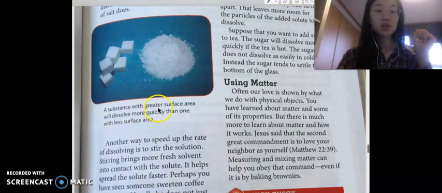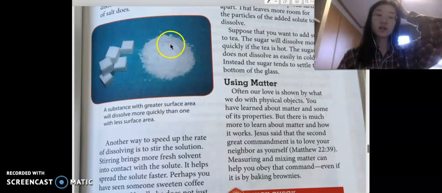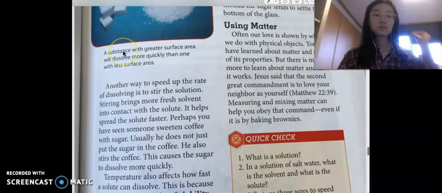So a substance with greater surface area will dissolve more quickly than one with less surface area. The crushed sugar takes up a lot more space, right? The surface area is bigger, so it will dissolve faster than these smaller cubes.